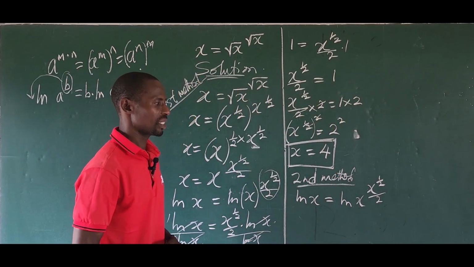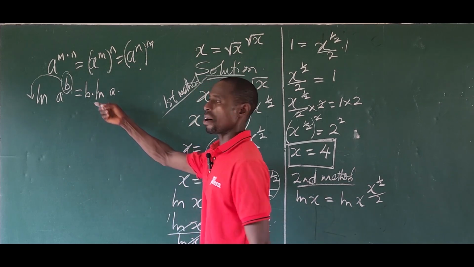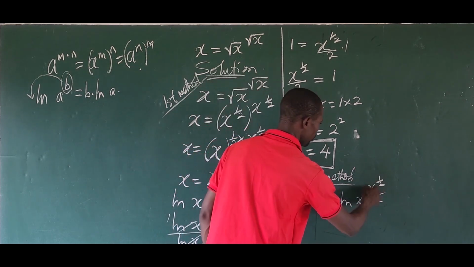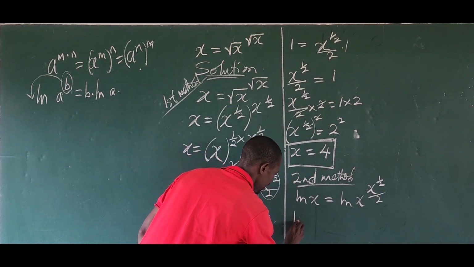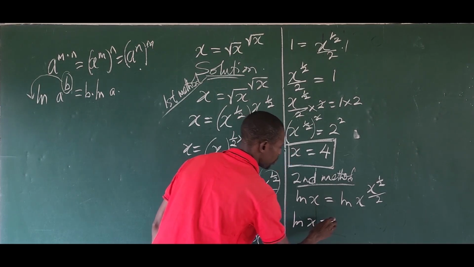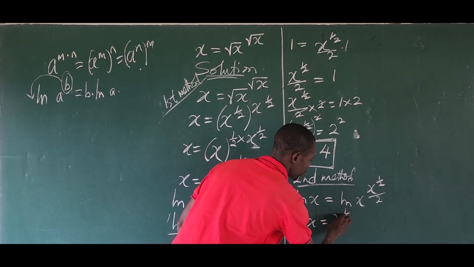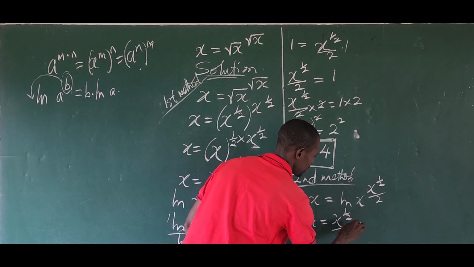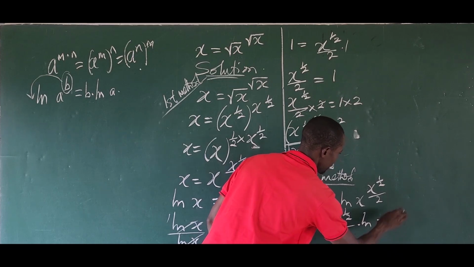We apply the property of logarithm, which is the power law of logarithm, whereby we move the whole of this back here. So we're going to have here x ln of x is equal to x to the power of 1 over 2 times ln of x.